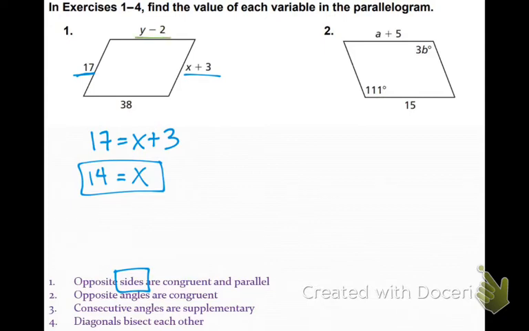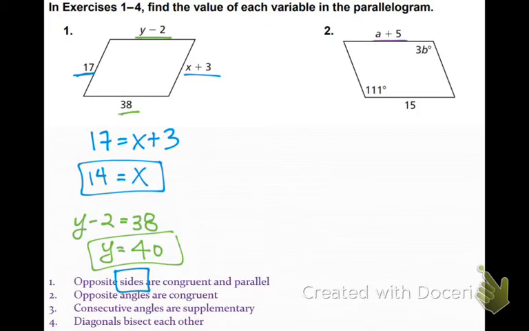With y, we have y minus 2. Again, is this a side or an angle? Side, so it'll be congruent to the side it is opposite to. So y minus 2 equals 38. Add 2 and y equals 40. Ta-da!